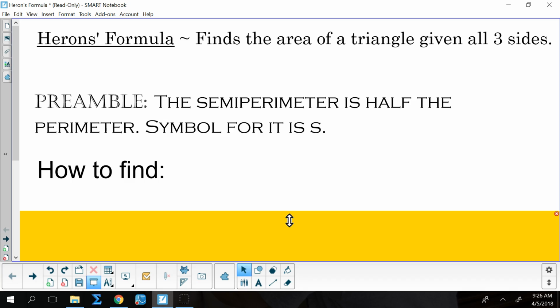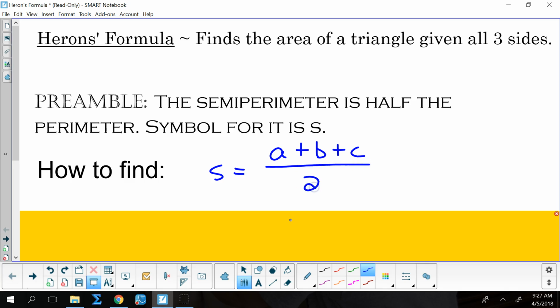That's area. How do we find the perimeter? Add up all the sides. No matter what the figure is, the perimeter is the sum of the side lengths. Well, we're dealing with a triangle, so we have to add three numbers together and then divide it by 2. And the symbol for the semi-perimeter is the letter S. So S is going to equal side A plus side B plus side C, all divided by 2. That's our introductory phase to Heron's formula.